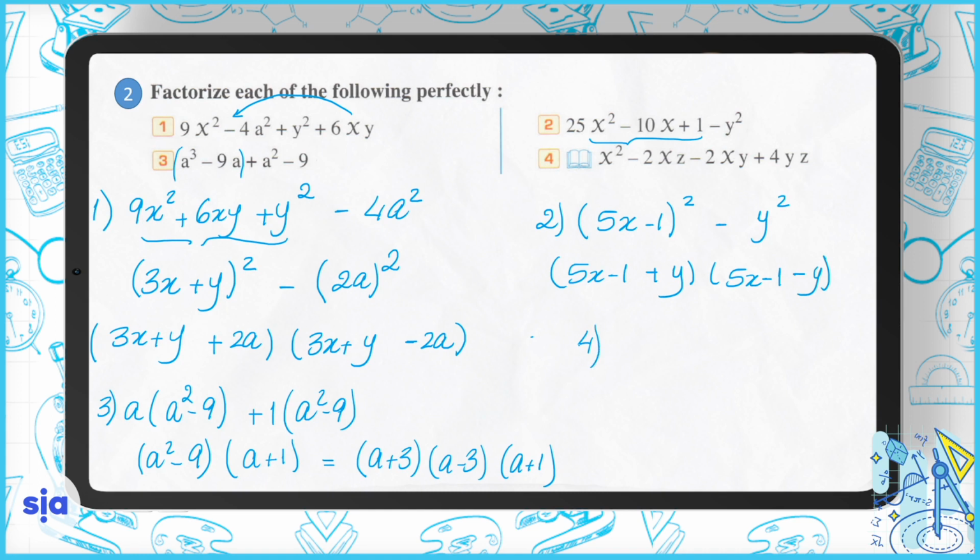For question 4, if we group these two terms together and the other two terms together, you will see that for the first two terms, the highest common factor is x. So it's x minus 2z. And then the other two terms, the common factor is minus 2y. What's left inside is x minus 2z. The common bracket is x minus 2z. We write it only once. And then we collect the singles x minus 2y as another bracket.